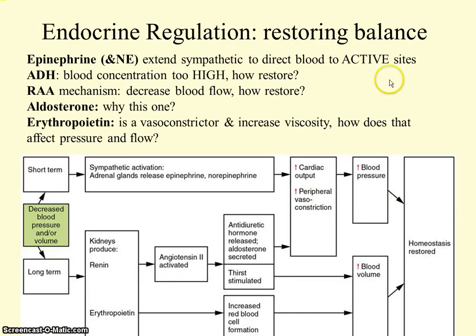All right? Endocrine regulation, so again, restoring balance to the system, the cardiovascular system. Here we have, one more time, epinephrine, and of course norepinephrine, which is closely related, antidiuretic hormone, the renin, angiotensin II, aldosterone, angiotensin I, angiotensin II, aldosterone, erythropoietin, and of course ADH could be included in here as well. So I just remark, and this is what I want you guys to know, is how do they influence? So epinephrine is going to extend the sympathetic and direct the blood to the active sites.